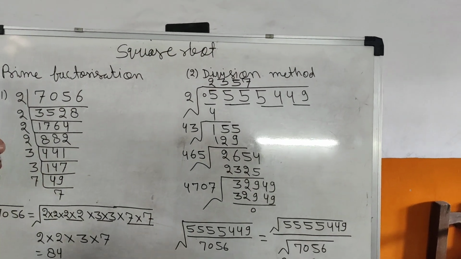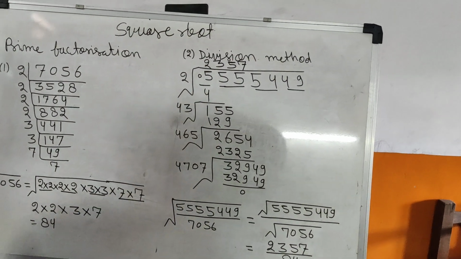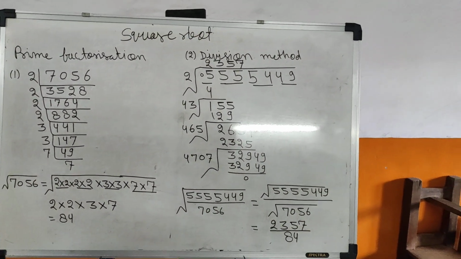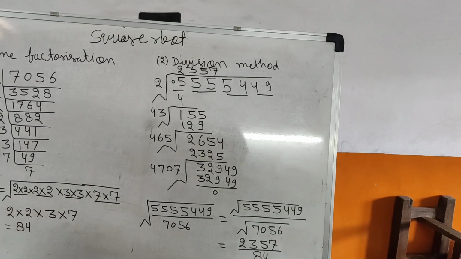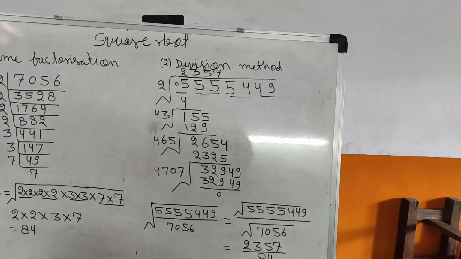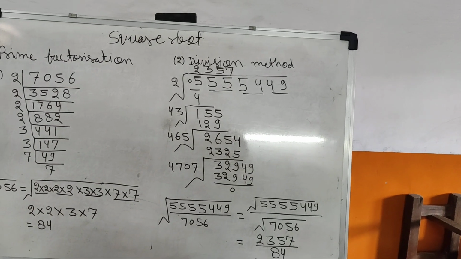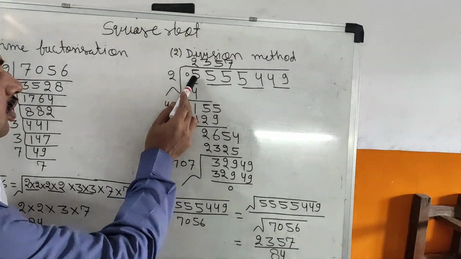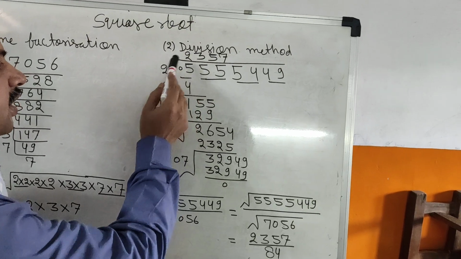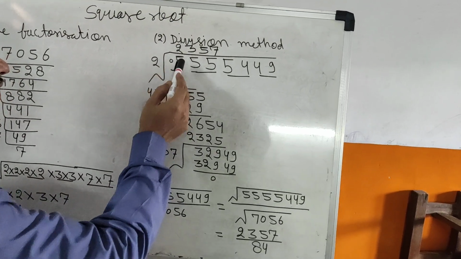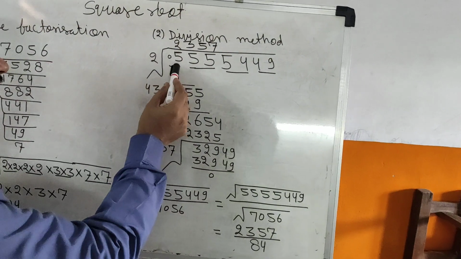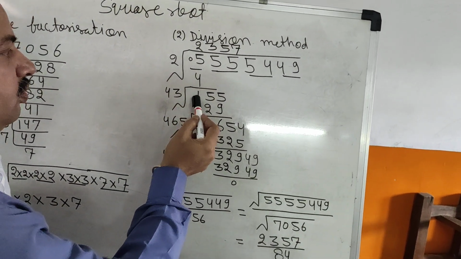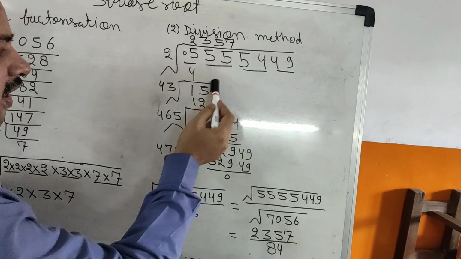Now we will read the square table for the first pair. The square table is like this: 1 1 ja 1, 2 2 ja 4, 3 3 ja 9, 4 4 ja 16, 5 5 ja 25, 6 6 ja 36, 7 7 ja 49, 8 8 ja 64, 9 9 ja 81. Now 2 2 ja 4, so it is divisible by 2. So we write 2 there and 2 there, and their multiplication we write there. Now the remainder is 1.